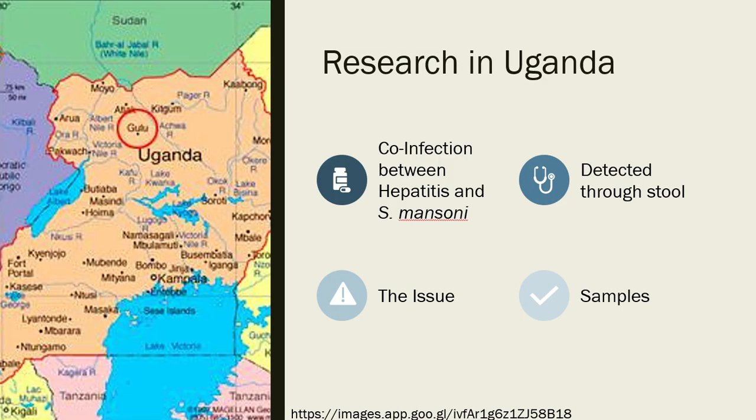The study in Uganda investigated co-infection between hepatitis and Schistosoma mansoni, as both can affect the liver. The study was conducted in the Gulu district of Uganda. The water sources which surround this district are comprised of large lakes.